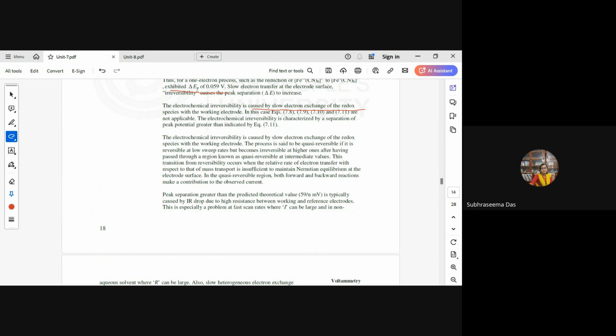This transition occurs when the relative rate of electron transfer with respect to that of mass transport is insufficient to maintain Nernstian equilibrium. So here in a quasi-reversible region, both the forward and the backward reactions make a significant contribution to the current that is observed.